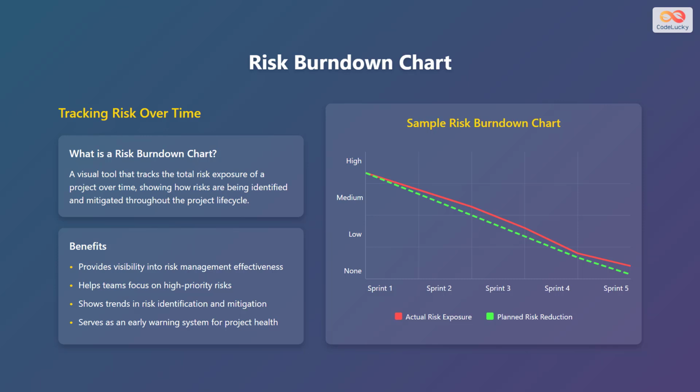On the right, you can see the sample risk burndown chart. The x-axis has Sprint 1 to Sprint 5 and the y-axis has high, medium, low, and none. The chart shows actual risk exposure and planned risk reduction.